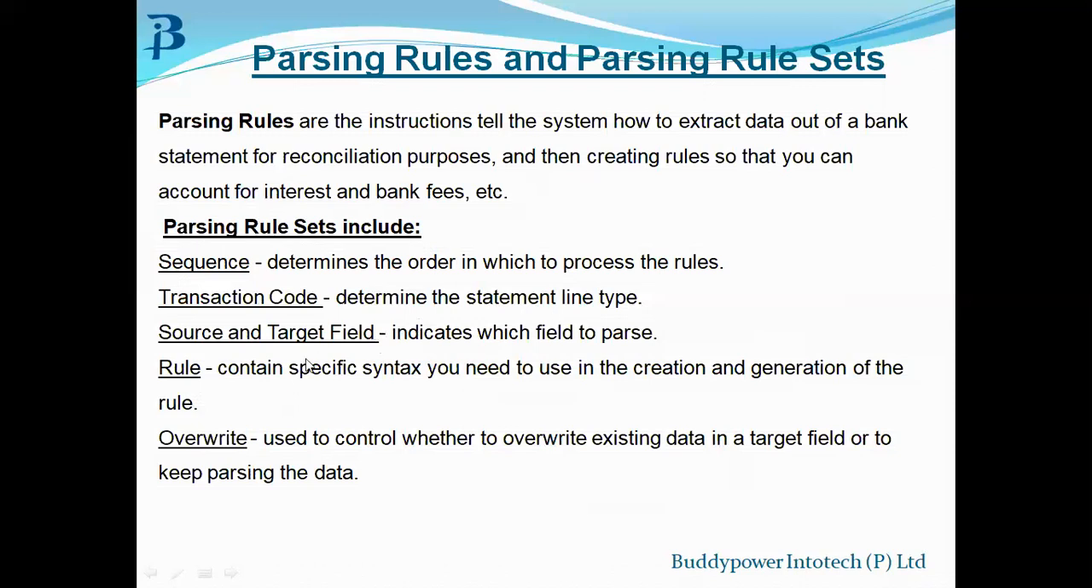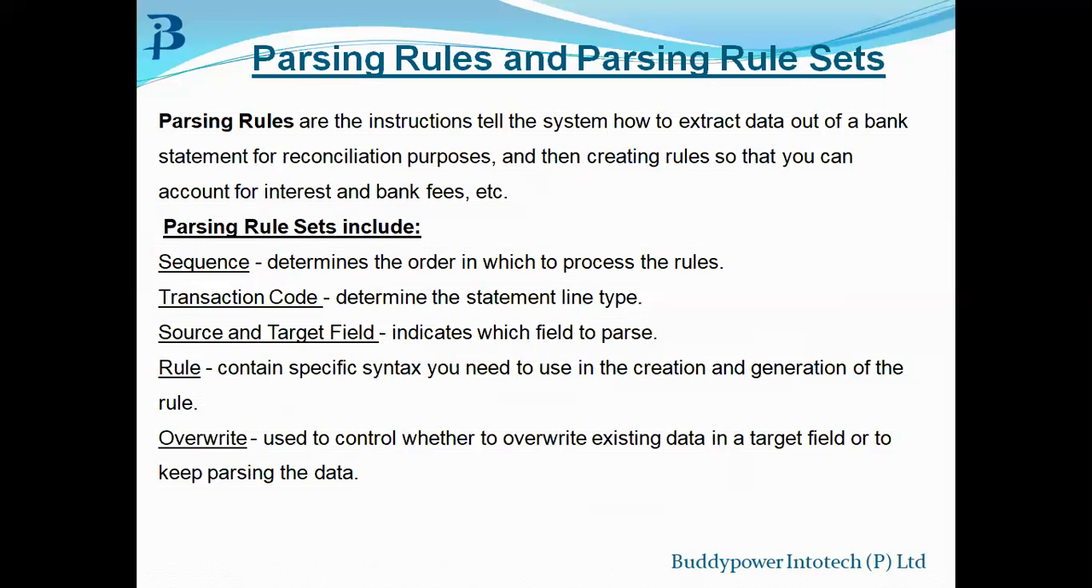Okay, this is basically the interface table field that contains the data to be parsed. This is how you're taking the information from your source field. So we have to mention all this during the setup. Then you have your target field. This is the statement line field that the data is to be parsed to.